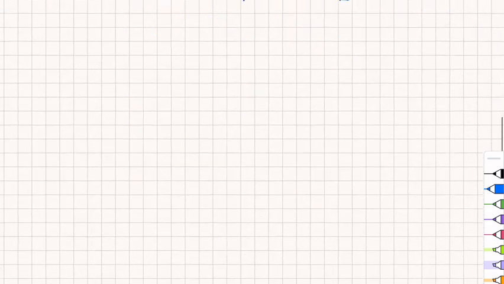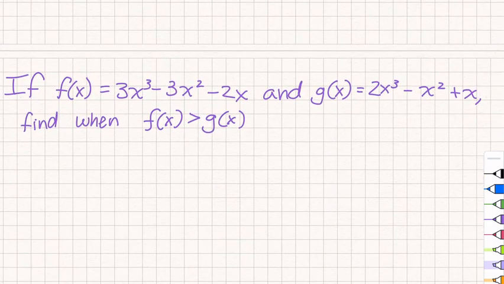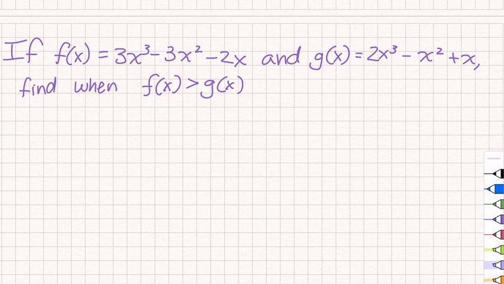Now we're going to try one more. This time, I'm giving you two functions. I'm giving you f of x is equal to 3x cubed minus 3x squared minus 2x, and g of x is equal to 2x cubed minus x squared plus x. So I want to know, when is f of x greater than g of x?